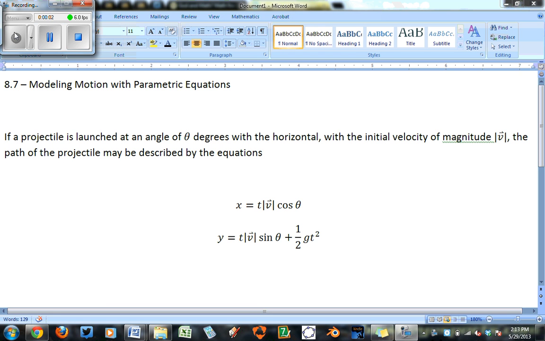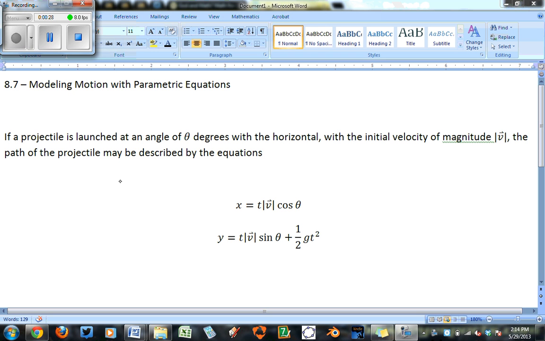Okay, our last section is modeling motion with parametric equations. It's really a neat section, getting you able to apply what we're doing to some real life situations. So if a projectile is launched at an angle of theta degrees with the horizontal, with initial velocity of magnitude v, or vector v, so just a vector, and remember, magnitude is a speed. The speed of velocity basically is all it's saying.